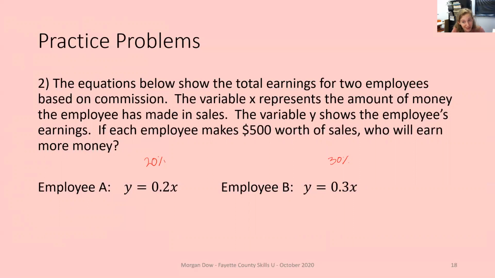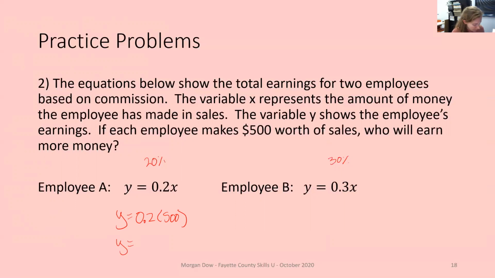So we actually don't even really have to do any calculations here. We just have to know that 20% of 500 is going to be less than 30% of 500. But you could evaluate both of these functions for 500 and see what you get. So let's do that anyway, just to be extra sure. So I'm going to take out my calculator here. And I'm going to substitute X for $500.